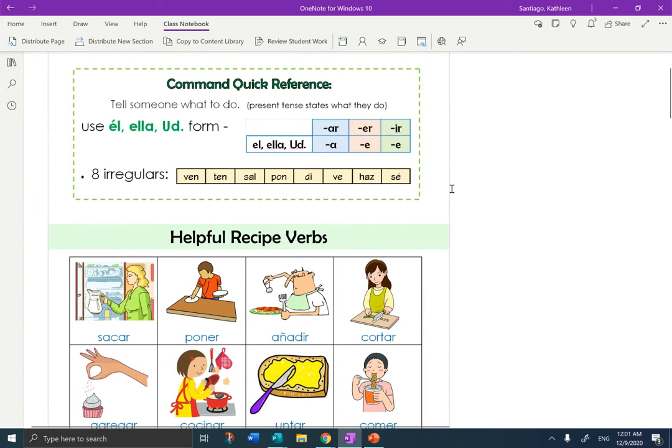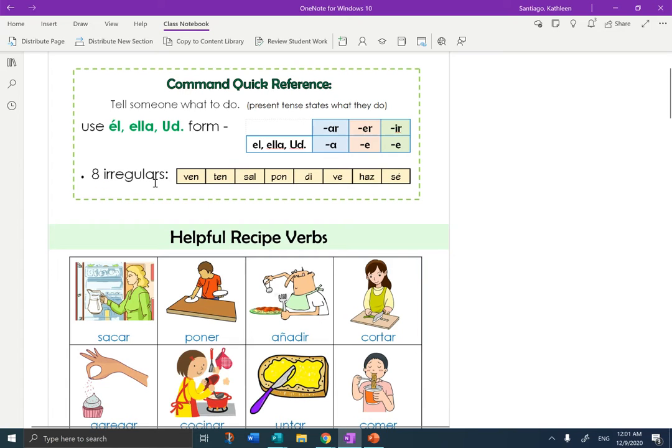So at the very top, I have a command quick reference. Tell someone that a positive command tells someone what to do. The present tense states what they're doing, but the command tells them what to do. You're using the el, ella, usted form, and there's the endings. If it's an AR verb, it ends in A, ER ends in E, and IR ends in E.